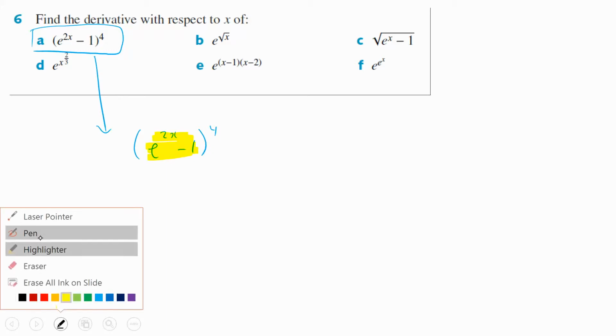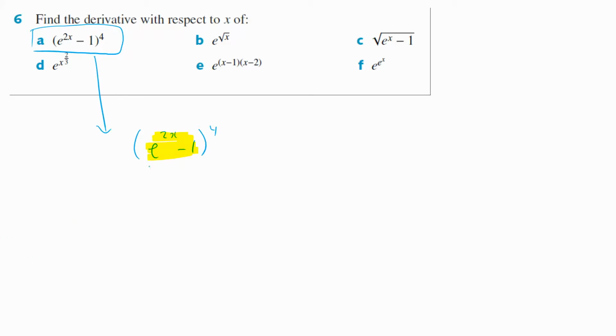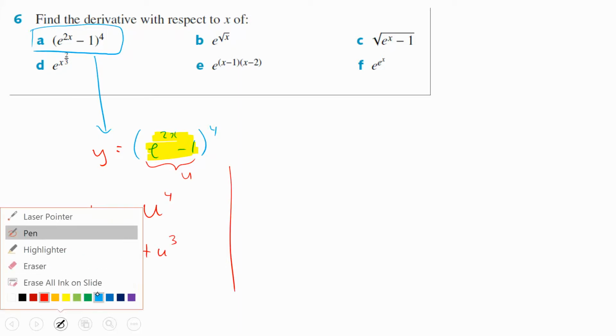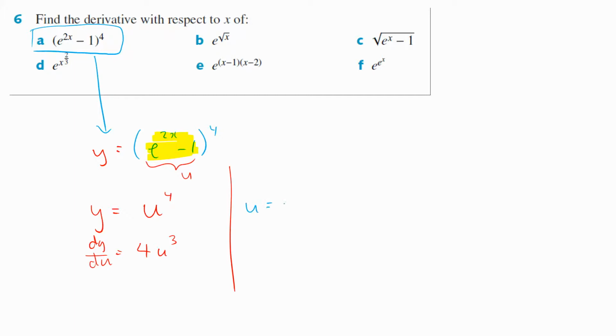So what I'm going to do is I'm going to say let this equal to u. Why? Why do I do that? Because it now changes the equation to y equals u to the power of 4, and that's so much easier. dy/du equals 4u cubed. Whereas I said let u equal to e to the power of 2x minus 1. Now we know the derivative of -1 is 0. We just need to find the derivative of e to the power of 2x.